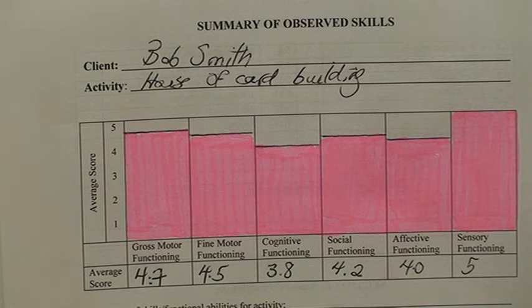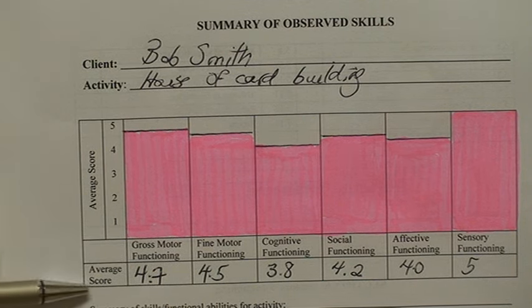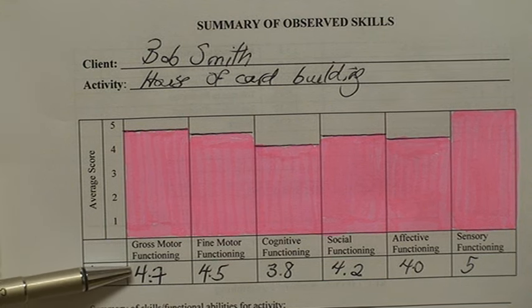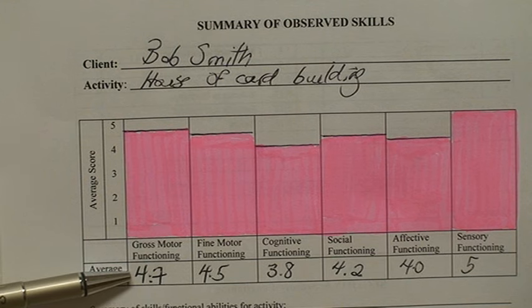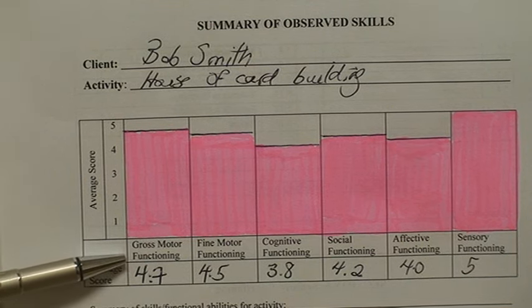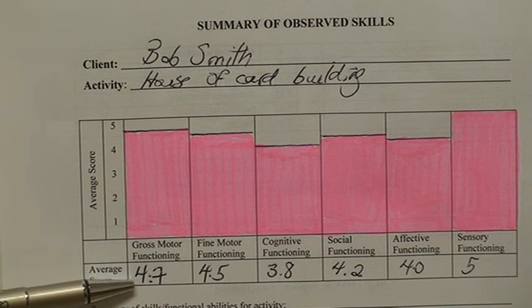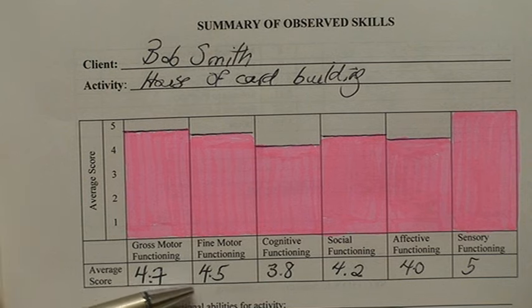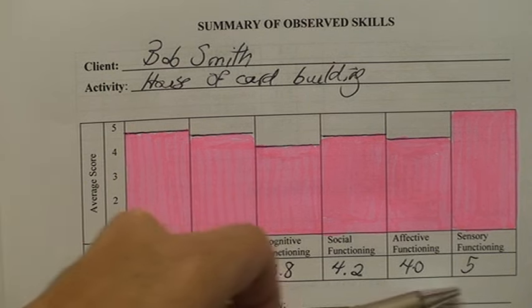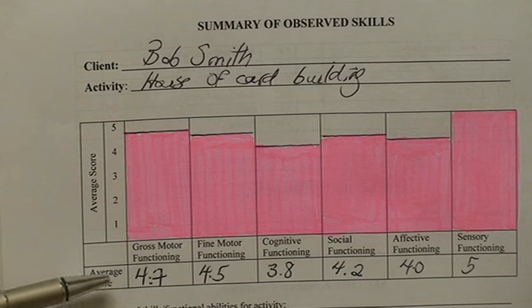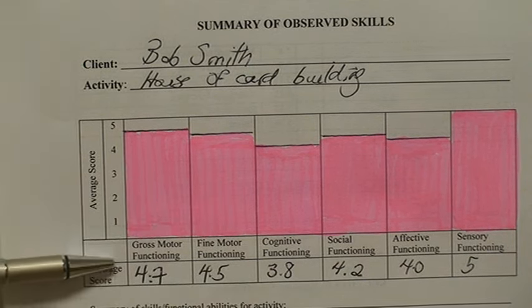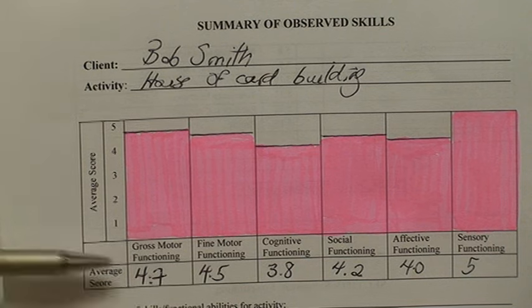So right at the bottom here, that's the first thing you want to do. You want to take the average score, which is the total from box C for each of the sections. Okay, so in gross motor functioning, that total score was 4.7. For fine motor functioning, it was 4.5. And then I made up these for the other ones. But you want to take all of the item C's for each of the sections and record them in there. So you've got the numerical value there.